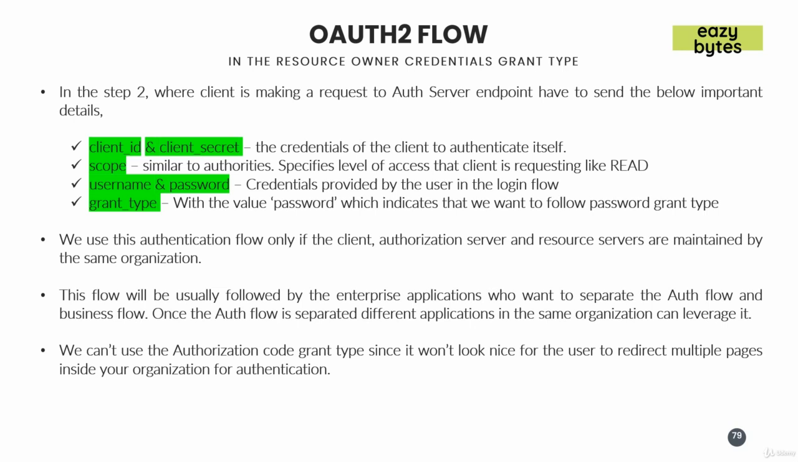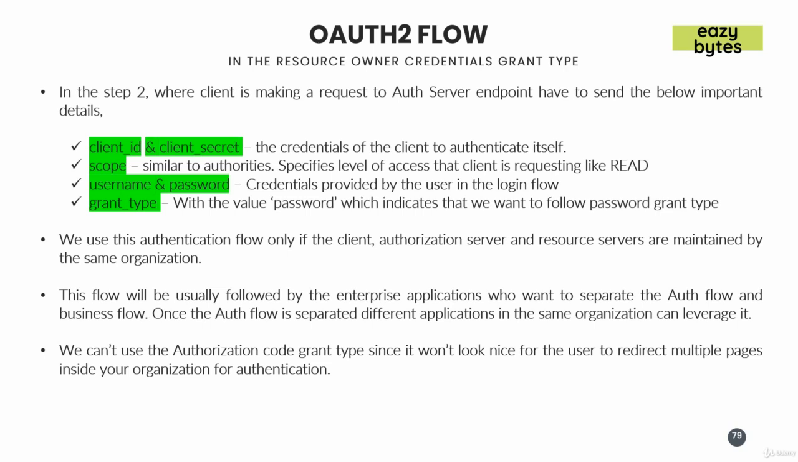The third one is a very important one: username and password. The client itself now holds the username and password. The reason is that the client application and auth server both belong to the same organization. Due to this, and to avoid the redirect effect for the user, we share the username and password that we received from the login page of the client directly with the auth server. The last one is the grant type, where we pass the string value password, which indicates that my application wants to follow the resource owner, or user credentials, grant type.